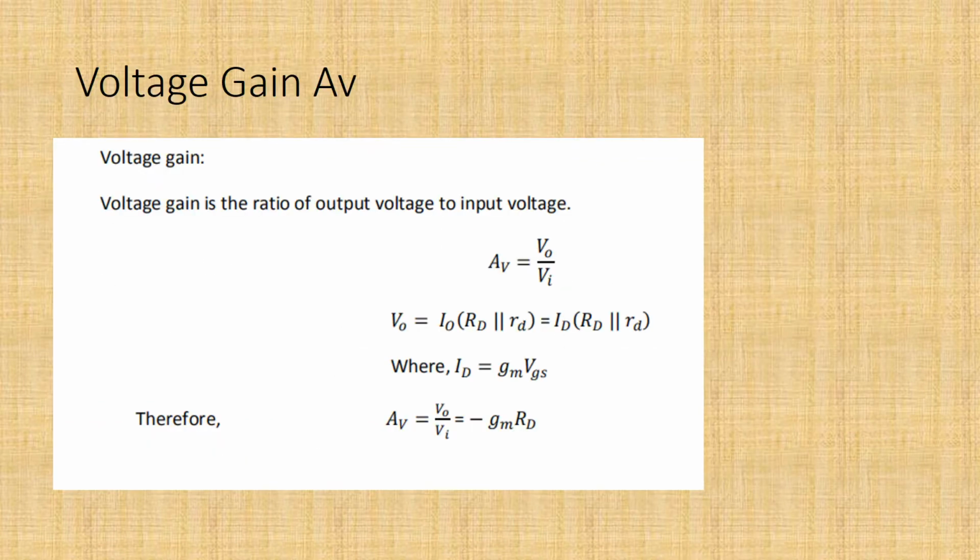Then calculating the voltage gain. Voltage gain is the ratio of output voltage to input voltage. Putting this into an equation, Av is equal to Vo upon Vi. Vo at the output stage is equal to Io into rd parallel capital RD, which is equal to Id into rd parallel RD. The drain current is equal to gm Vgs. So Av is equal to Vo upon Vi, which gives you minus gm rd.